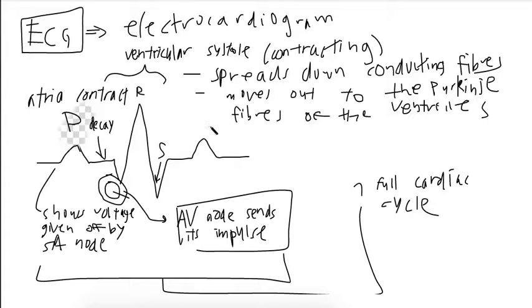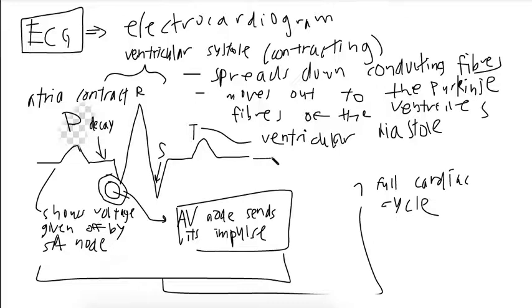And then there's also the final type of wave, which is the T wave. And this is caused by a ventricular diastole. So this is when the ventricles are relaxing. So the QRS complex is caused by a ventricular systole, the contracting of the ventricles. The T wave is caused by a ventricular diastole. This is when the ventricles are being relaxed.